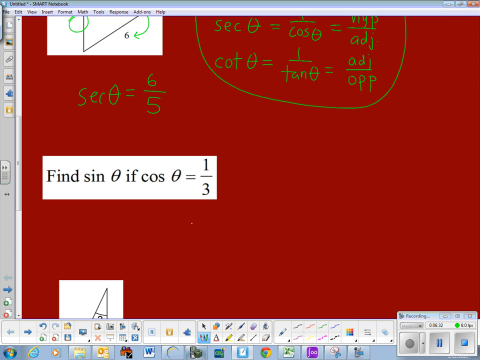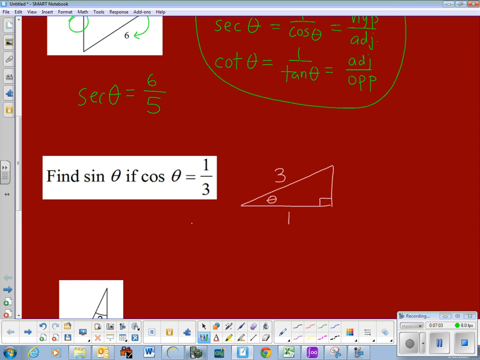Find sine theta if cosine theta is 1/3. So what they're asking us to do here is come up with a right triangle that has sides such that wherever your angle is, the cosine of that angle is 1 over 3. And remember that cosine is adjacent over hypotenuse. So there's 1 and there's 3. So what you're going to want to do is draw a little generic right triangle with an adjacent to the angle 1 and a hypotenuse of 3.